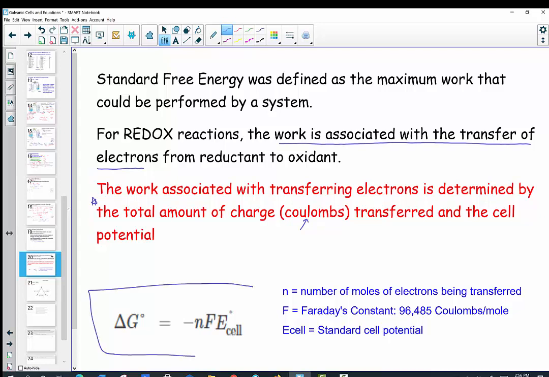Important equation. Gibbs free energy can be found by setting equal negative nFEcell. What's n? n stands for the number of moles of electrons being transferred in your redox reaction. If I see an iron +2 plus a copper going to a copper +2 forming an iron, what's n? How many moles of electrons are being transferred?